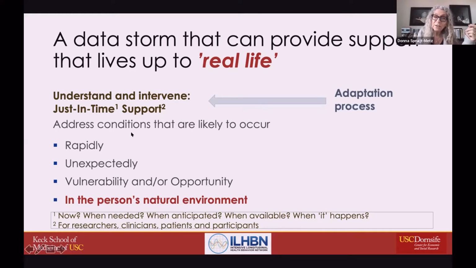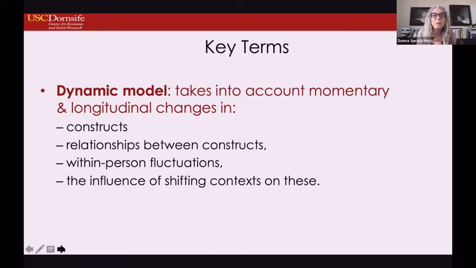Just-in-time adaptive interventions support who? Who do they support? Often researchers, clinicians, patients, participants. It's all stuff you have to think about as you build these interventions. So here are some key terms. A dynamic model takes into account momentary and longitudinal changes in constructs, relationships between constructs, within-person fluctuations, and the influence of shifting contexts on all of these. That's a lot, but I'm going to parse it out for you.